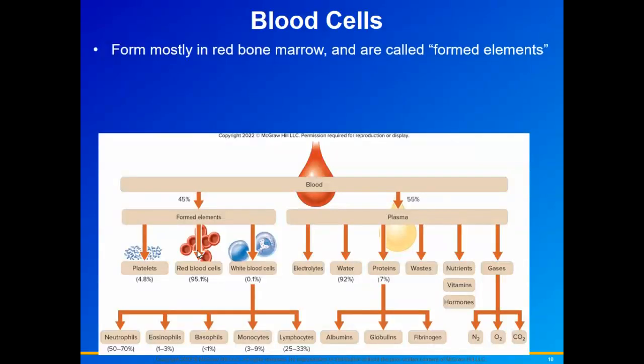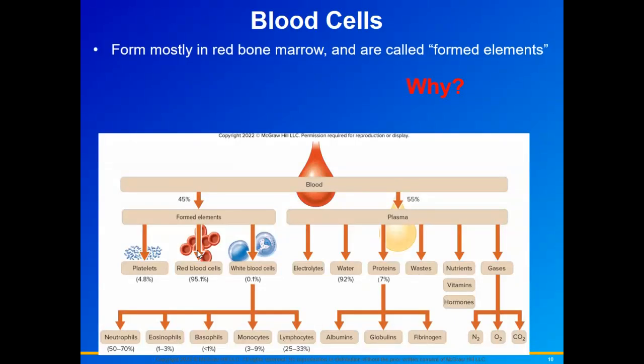Half of a 2-liter Coke bottle. All right. So let's look at the components. Blood cells, it's a misnomer. So we're going to call them formed elements. Most of these are formed in the red bone marrow, and we have 3 major types.